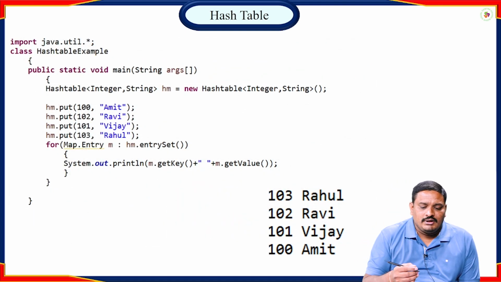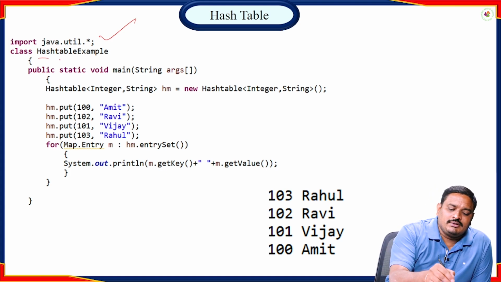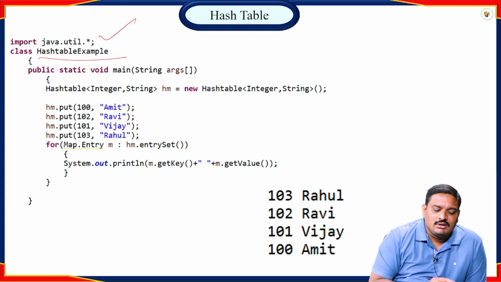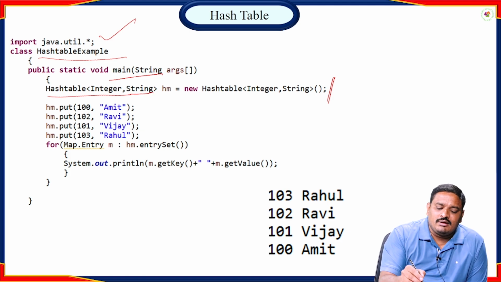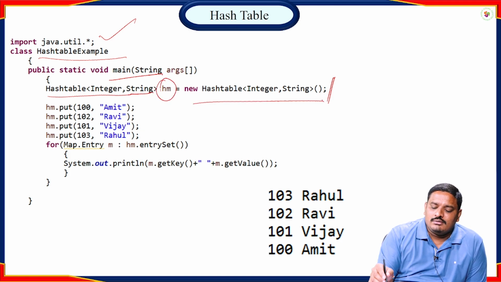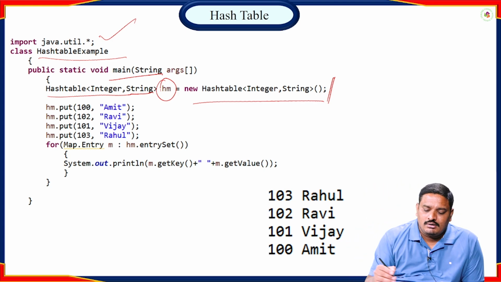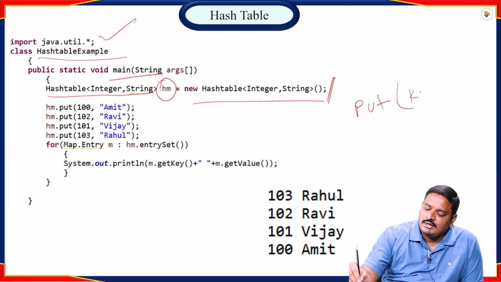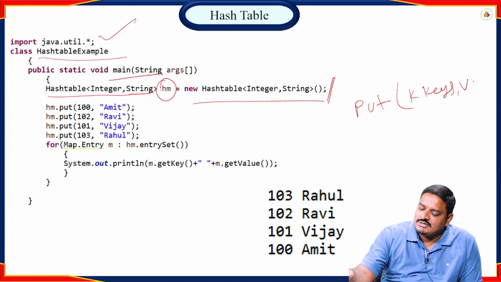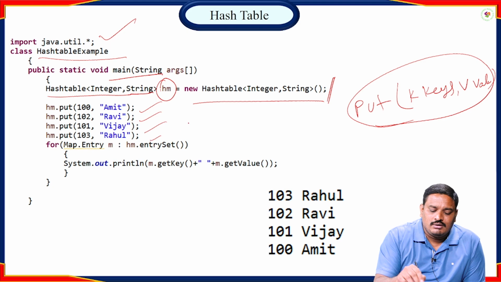Let's see one by one. This is the example of the hash table. The class is a HashTable class, and this is the main method. This is the syntax of the hash table: Hashtable with an integer and a string. HM is the hash table name. Now we are taking the elements into the hash table. Here we are using the put method. Put of key and value, where K is the key and V is the value. I am using this method for inserting the elements.